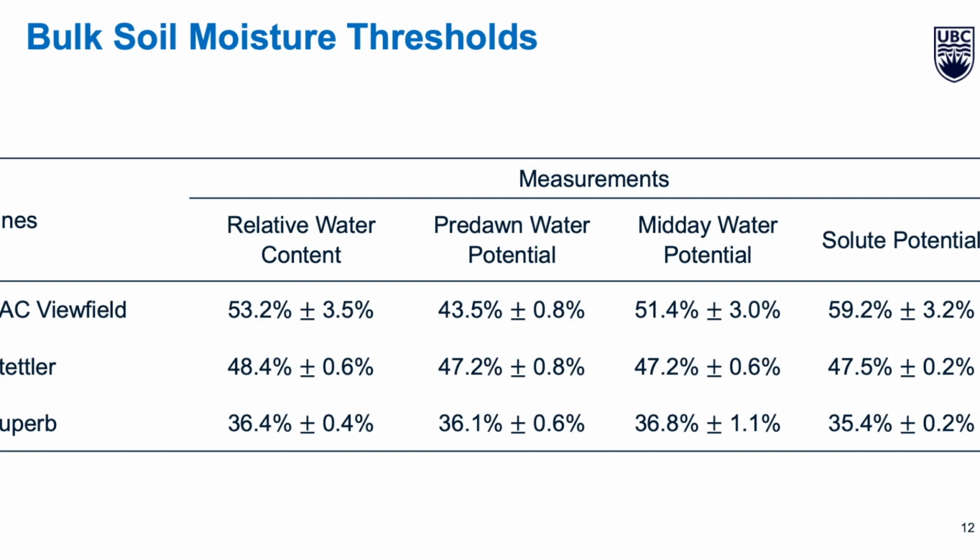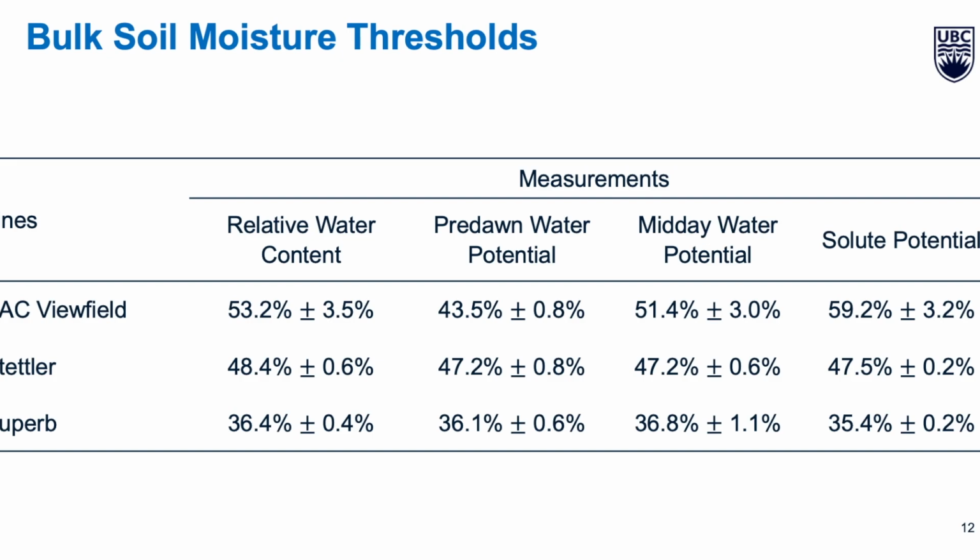As seen in the table, all 3 lines have different thresholds. Superb has a threshold of approximately 36%, and Stettler has one around 47%, and this is across all 4 physiological measurements. For AAC Viewfield, it acted differently compared to the other 2 lines. The solute potential threshold occurs at 59%, followed shortly by the relative water content and the midday water potential thresholds. The final threshold, which is the pre-dawn water potential threshold, is passed at 43% bulk soil moisture.